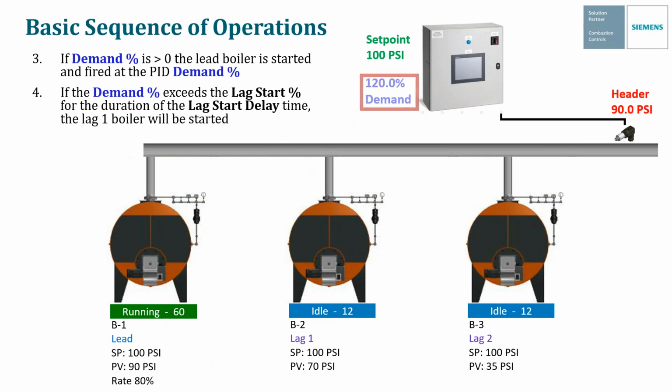If the demand percentage exceeds the lag start percentage for the duration of the lag start delay time, the lag 1 boiler will be started. Lag start percentage and lag start delay time are parameters that we're going to talk about a little later in the presentation, but just understand that if the demand rises to a point where you need more than 1 boiler to meet the demand, it's going to start up another boiler. Boiler number 2, or the lag 1 boiler, has been started in this case because we have a demand of 120%.